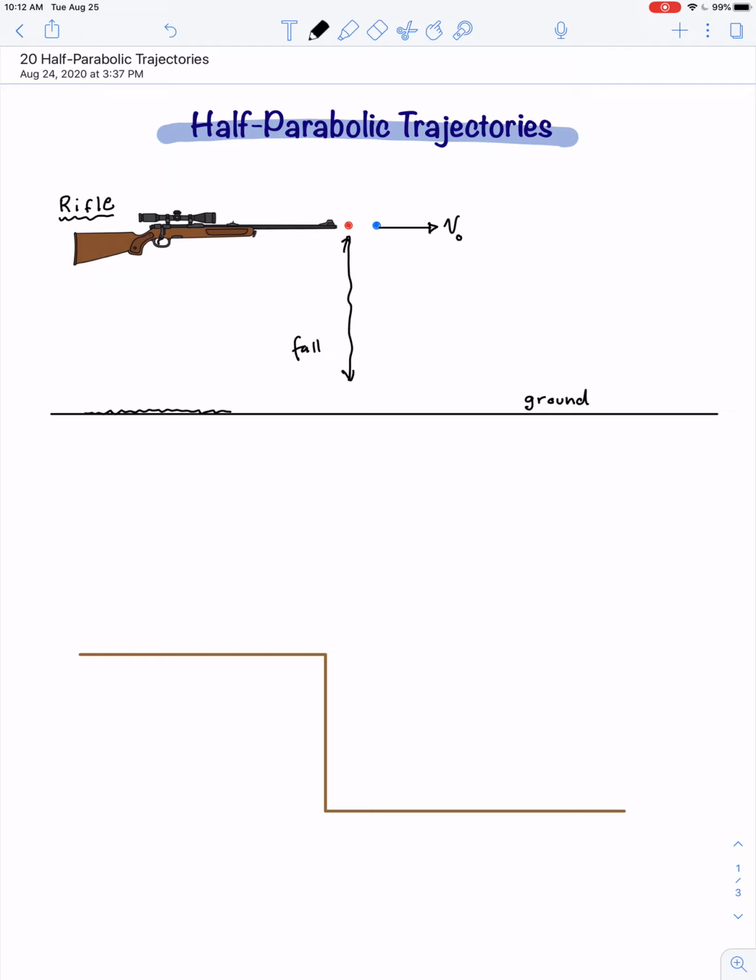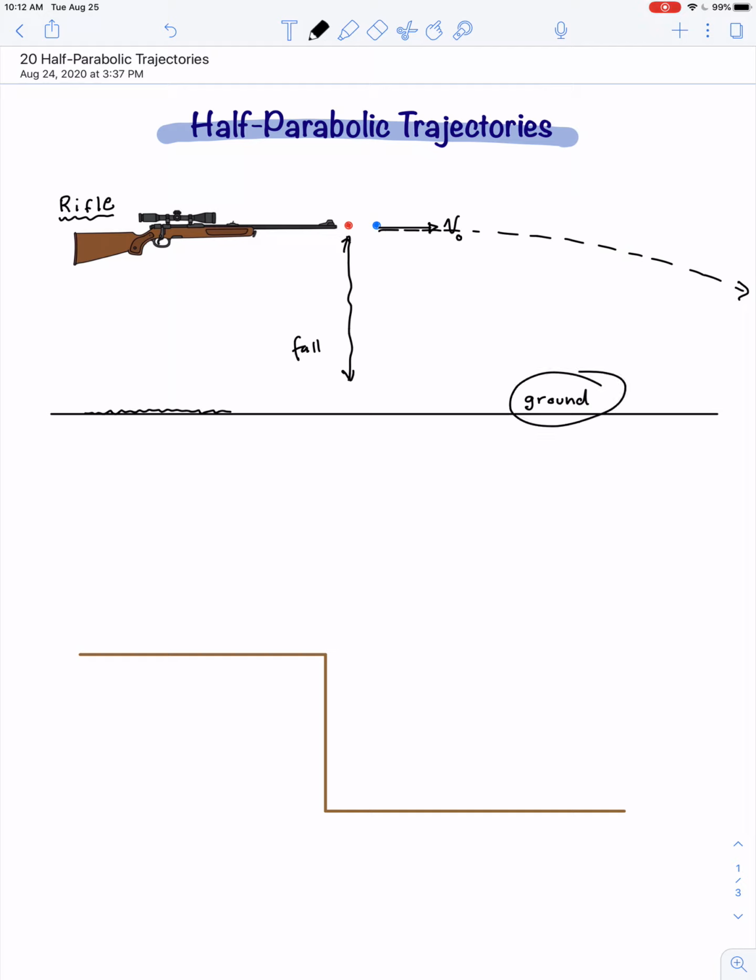Now, this is very much like the previous demonstration with the two marbles that I had. The only difference in this case is that the bullet would be traveling much faster than the marble. So it's going to go flying somewhere. Gosh, it's going to go off the screen here. I can't even draw it. But eventually it's going to hit the ground, right? Which one hits the ground first?